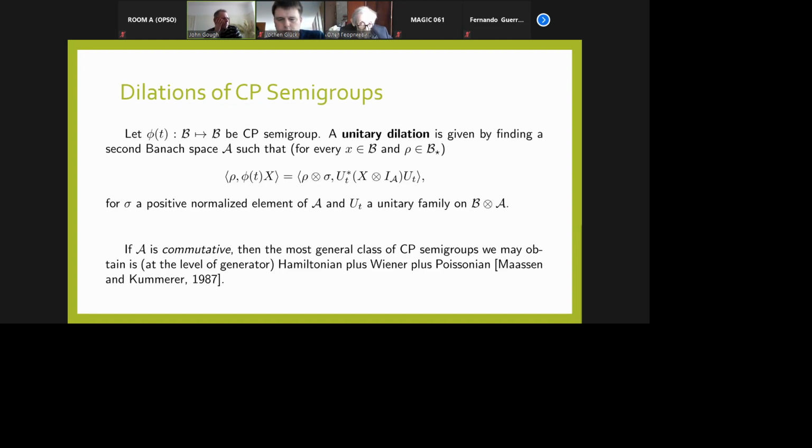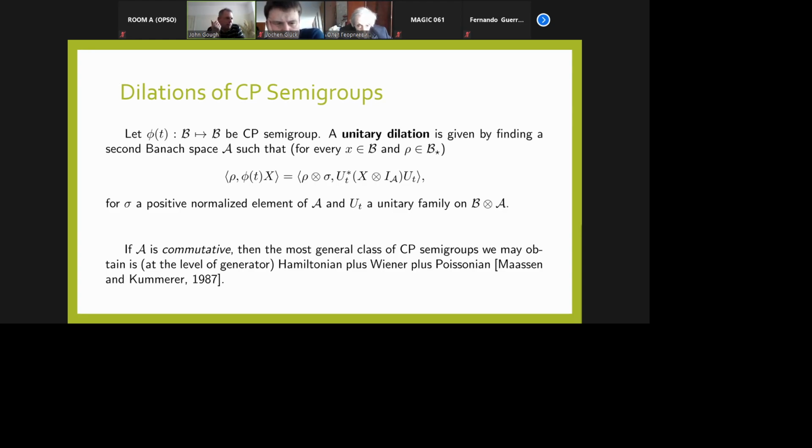So what we would like to do is to consider the semigroups of completely positive maps. And one of the questions you can ask is whether or not the whole family is going to have a unitary dilation. So that is, can we find a second space which is going to act basically as the environment, which we're going to couple our system to, and a state on this environment, so that we can view the dynamics as follows.